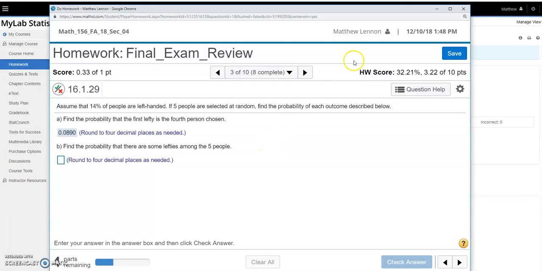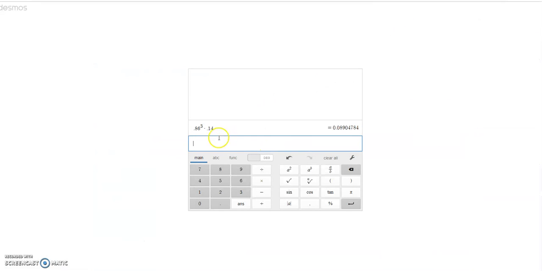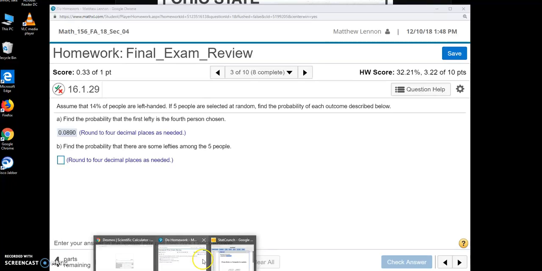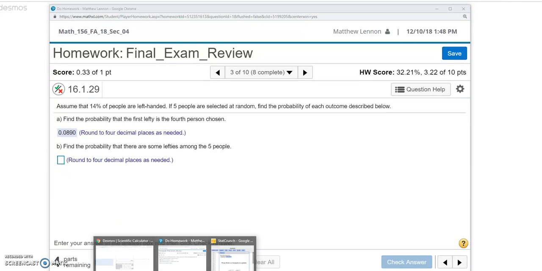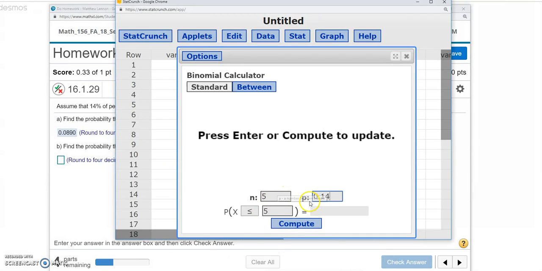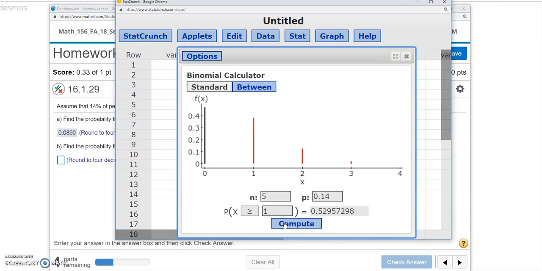Just so you can see what I did on that previous example, I opened a scientific calculator. So that's 0.86 to the 3rd power times 0.14. So let's go back to the question. For B, we want to find the probability that there are some lefties among the 5 people. So we can use the binomial calculator for that. In StatCrunch, if there are some lefties, that's going to be the probability that X is greater than or equal to 1. And you can click Compute. So it's going to be 0.5296 if you round to 4 decimal places.